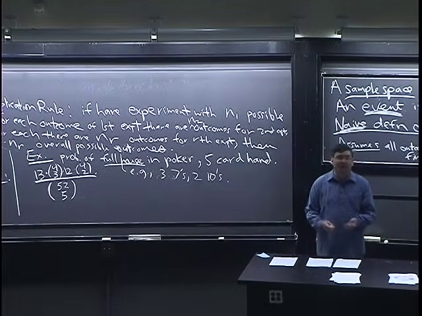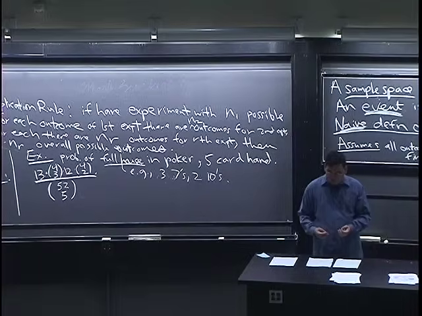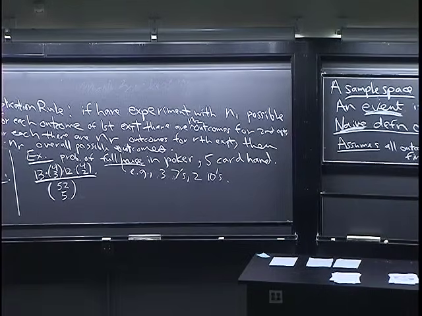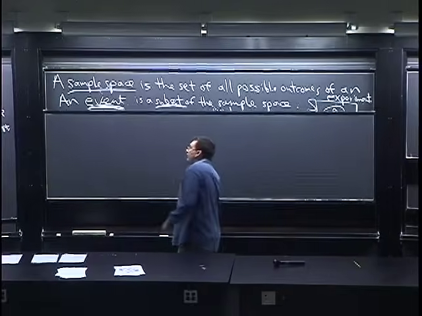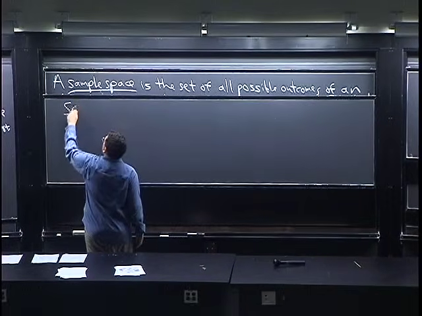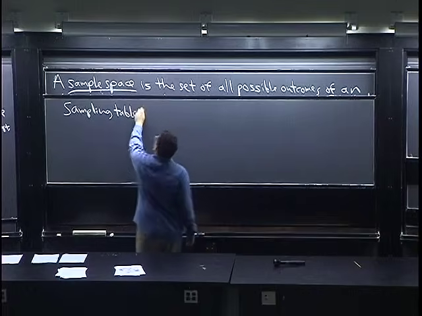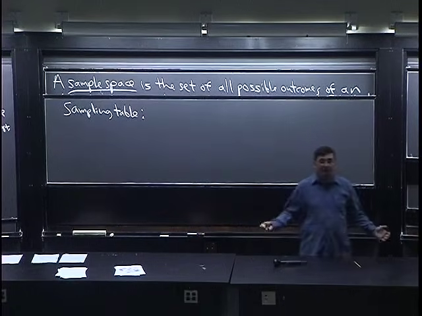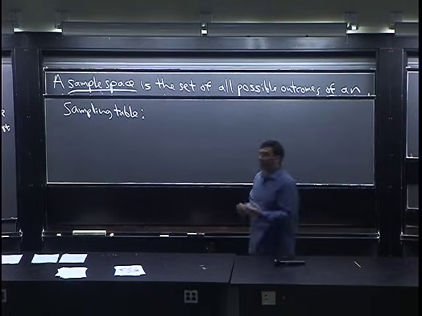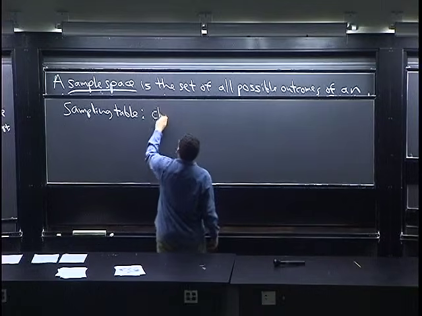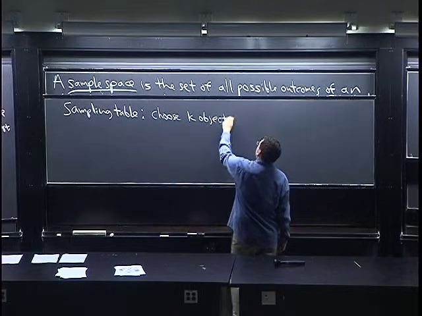So what we're doing is sampling. I call this the sampling table. It's going to be a 2 by 2 table, and we'll try to fill it in. Sampling means we have some population of items or people or anything, and we're drawing a sample. So we're choosing k objects out of n, and we want to know how many ways there are to do it.